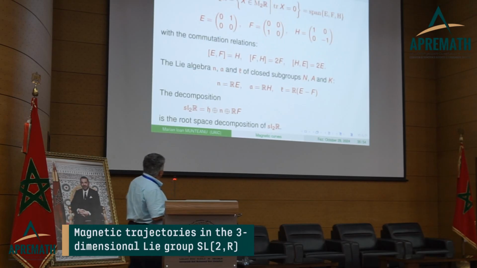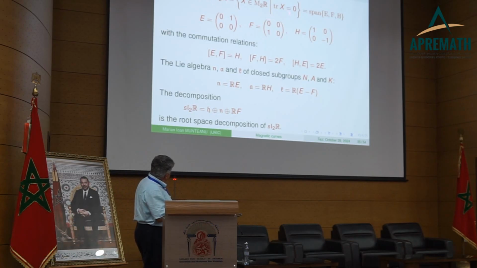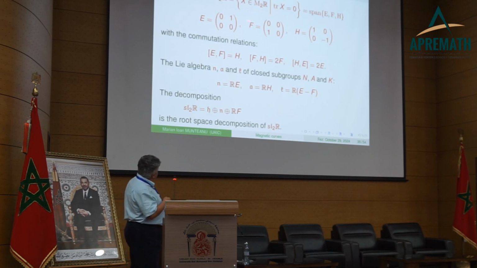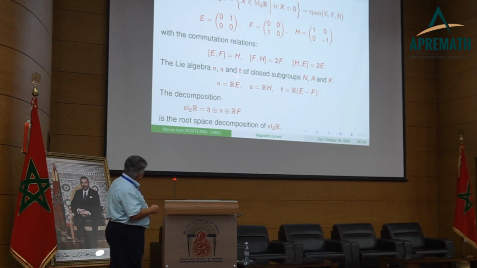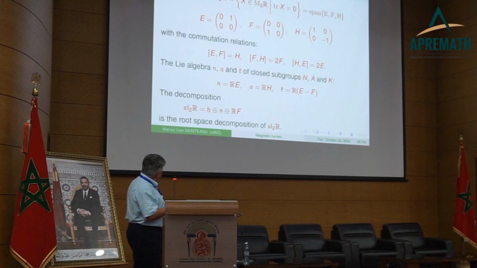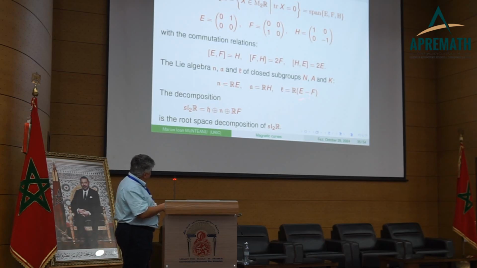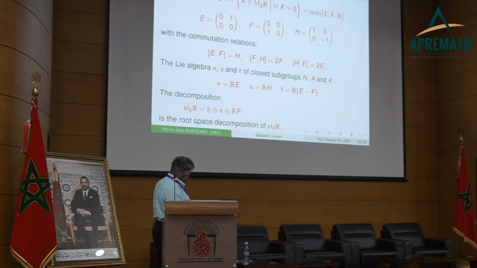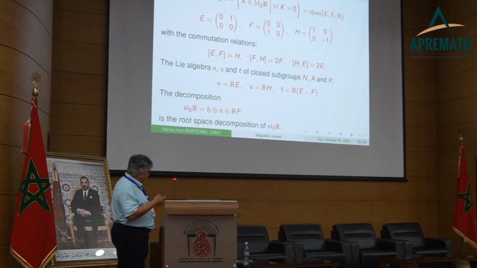And if we take the Lie algebra sl2R, the set of matrices with zero trace, we denote by E, F, and H these matrices. The commutation relations are this one. The Lie algebras corresponding to N, A, and K from the Iwasawa decomposition are denoted by this one. We have this one, so this vector will be important for our study.